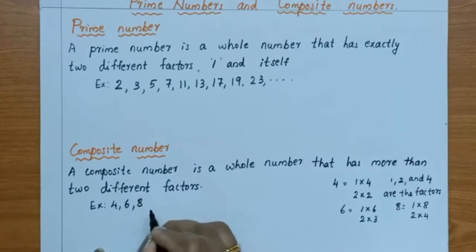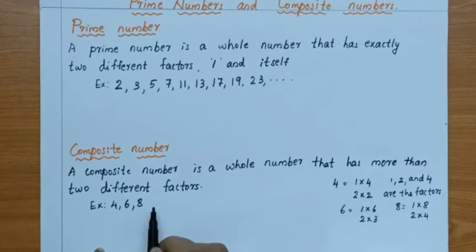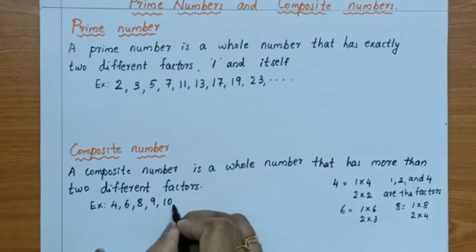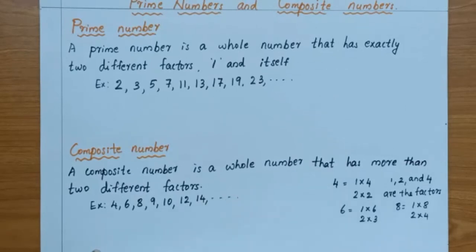So a composite number will have more than 2 different factors. So 4, 6, 8. The next composite number will be 9. Then 10, 12, 14, etc. These all are composite numbers.